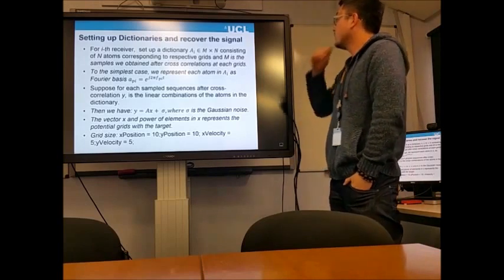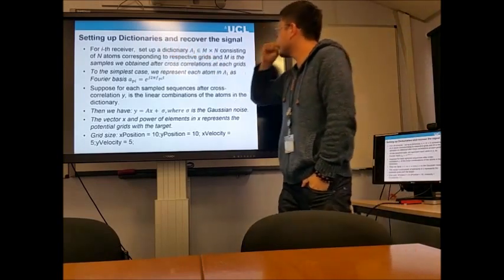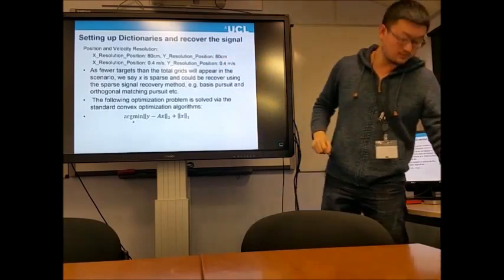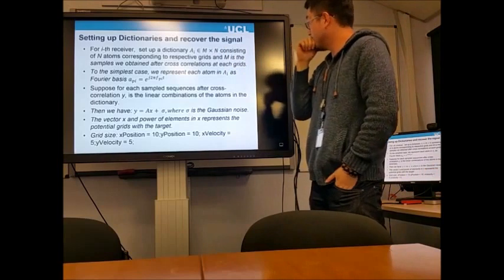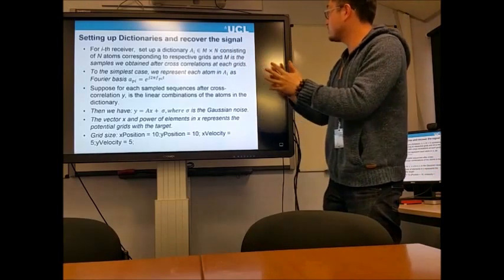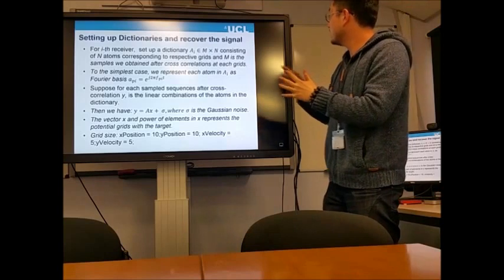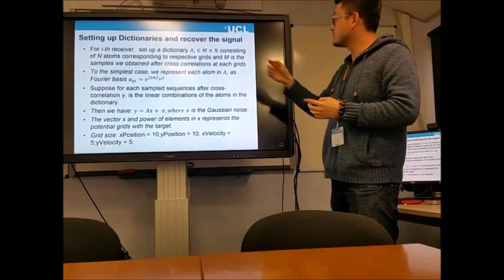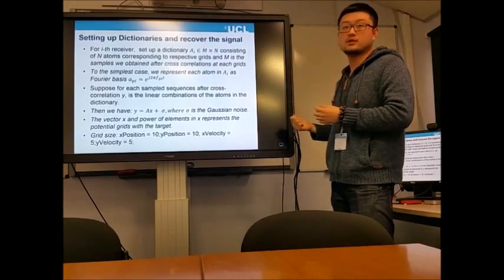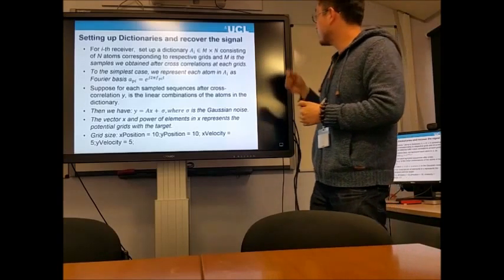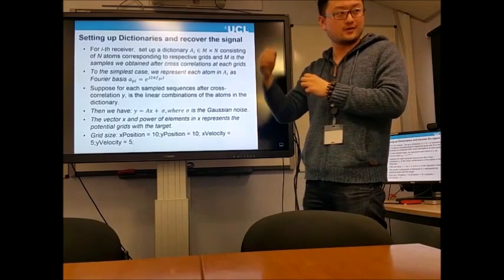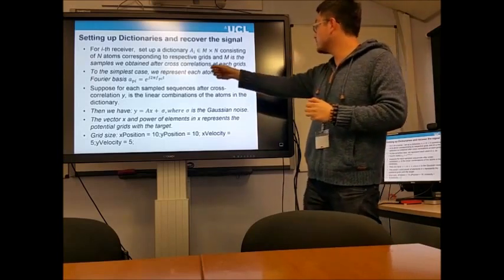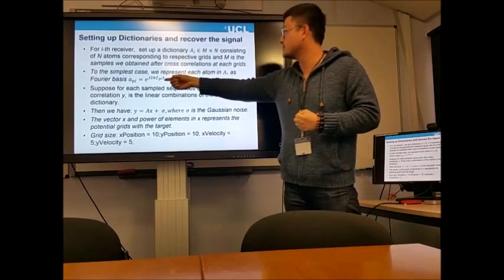The next step is, for example, for the ith receiver, we set up a dictionary Ai of size m by n. This is the structure of that dictionary. The n items correspond to the respective grids, and m is the number of samples we obtain after the correlation at each grid, which means m is the number of samples of the echoes from one particular grid. For the simpler case, we just use the items as the Fourier basis, which is this one.